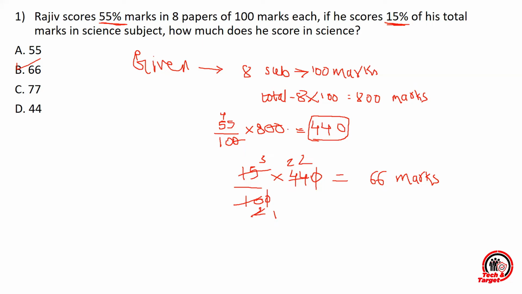Now we have to convert that 15% into an actual number. For that reason, we will write 15 by 100, which is 15%, into 440. If we cancel and simplify this, we'll get 66 marks. So that's the solution for this question. So let's move on to the second one.